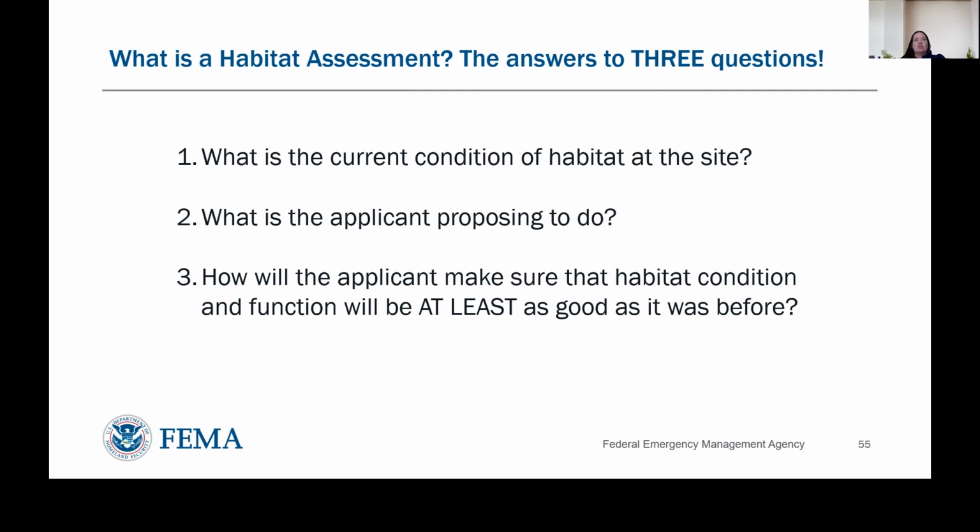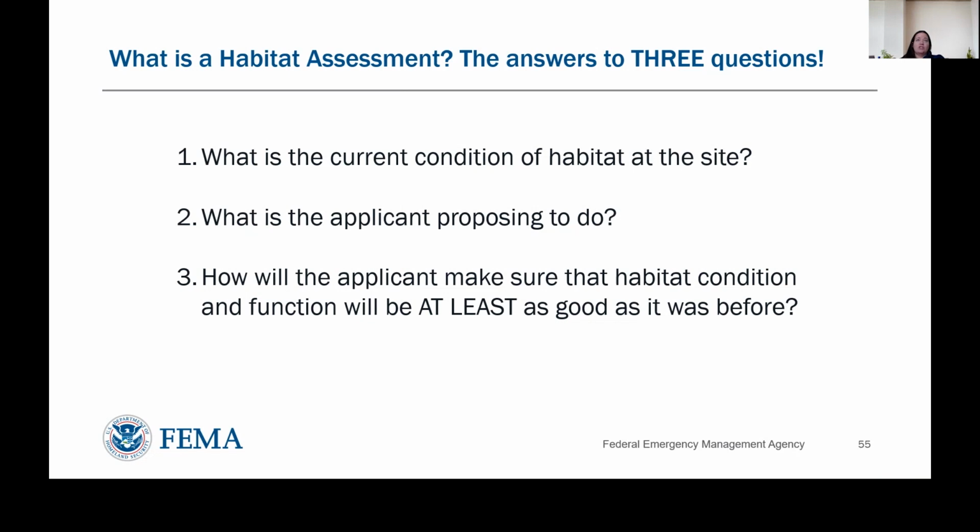So what is really a habitat assessment? Well, it's an answer essentially to 3 questions. What is the current condition of habitat at the site prior to the proposed development? What is the applicant proposing to do, right? So what do they want to do so that you can weigh those impacts of that proposal. And then 3, how will the applicant make sure that the habitat condition and function will be at least as good as it was before?